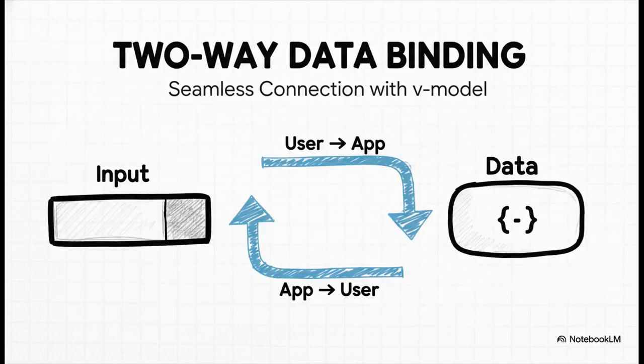It's magic. And a key tool for making this happen is a little thing called v-model. What it does is create this perfect two-way street between, say, a text box and your application's data. So when you type in the box, the data updates. And if something else changes that data, the text box updates to match. It's just connected. No extra code needed.